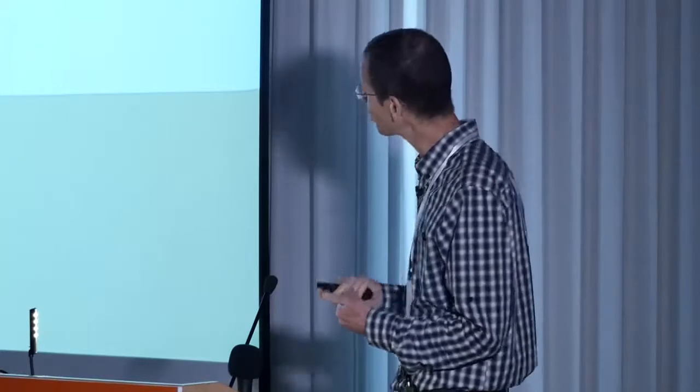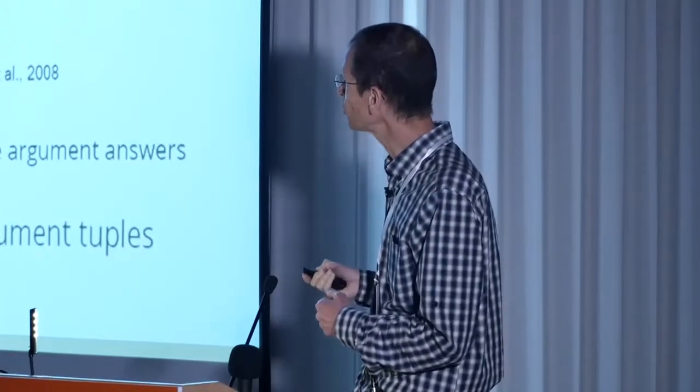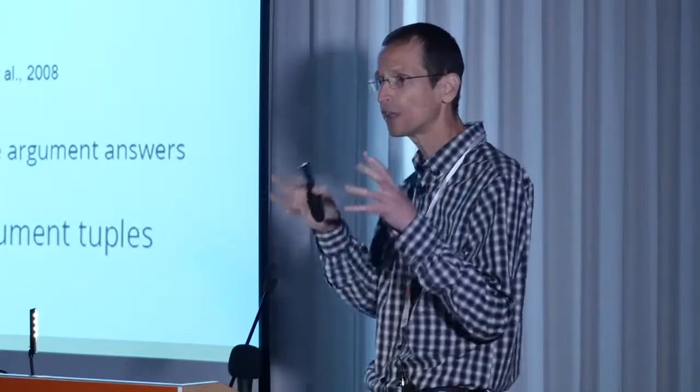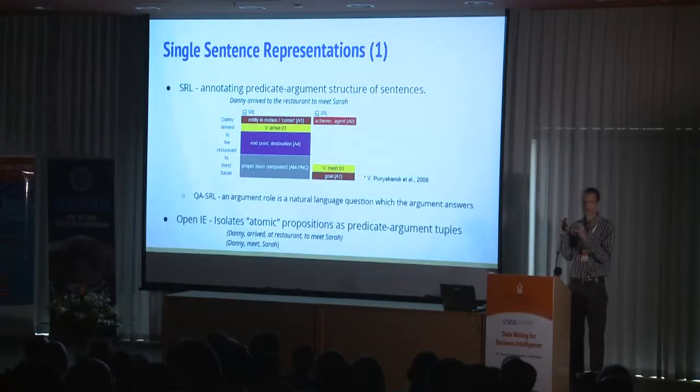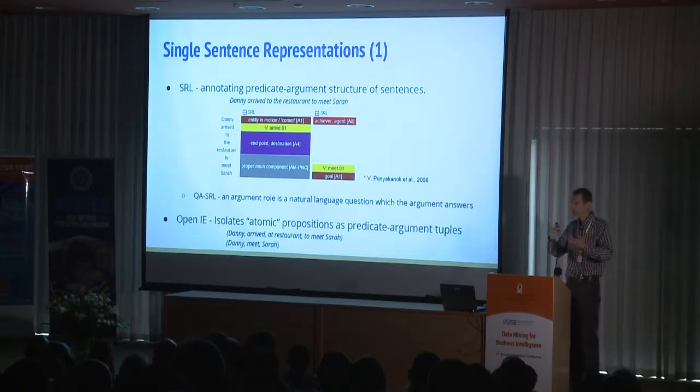Before describing our approach, I have to give a little bit of background on what natural language processing technology offers us that's already related to the problems we are trying to address. One thing NLP technology knows how to do is to take a sentence like "Danny arrived to the restaurant to meet Sarah" into what I'll call, a little informally, atomic facts or atomic propositions embedded in a sentence. A sentence in natural language usually bundles together a set of facts, and it's often up to the author's choice which facts to bundle together in each sentence.